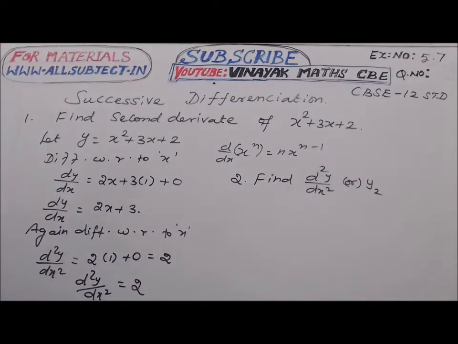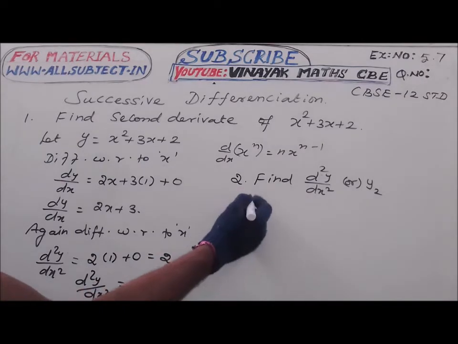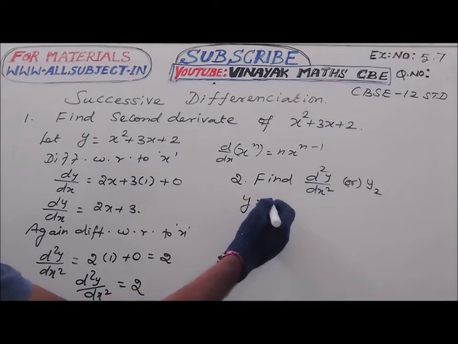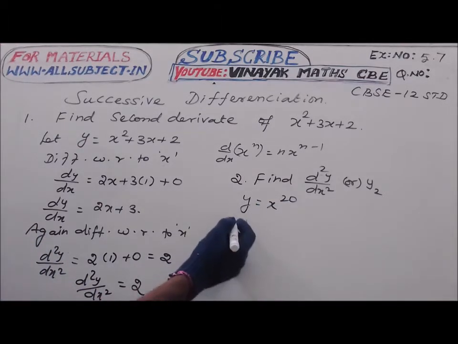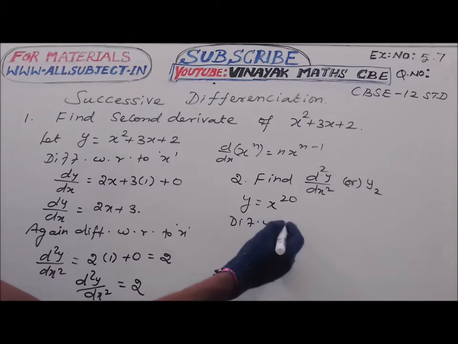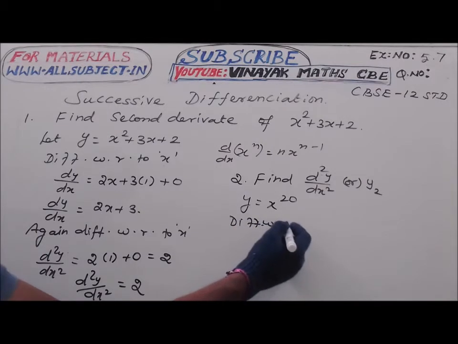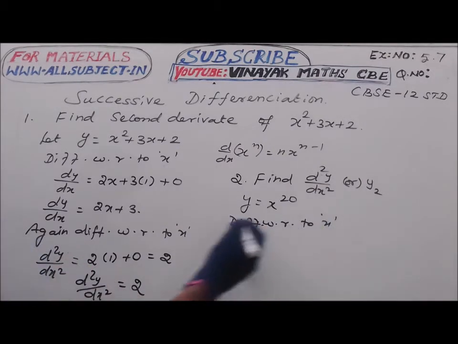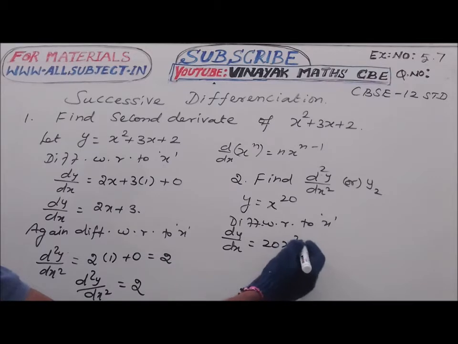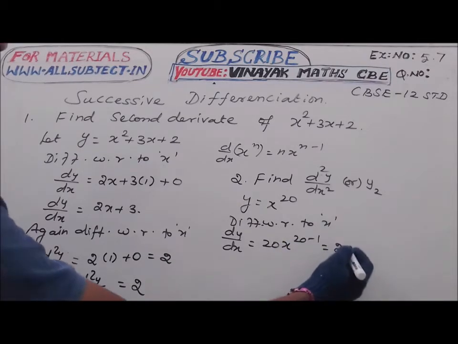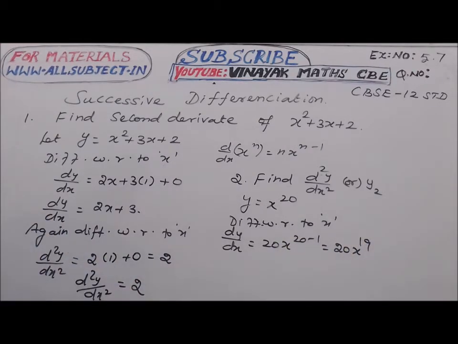So now d square y by dx square, or y2, given y equal to x to the power 20. The first derivative is differentiation with respect to x. Differentiating with respect to x, dy by dx is equal to, by use of the exponent formula, 20 x to the power 20 minus 1, that is equal to 20 x to the power 19.